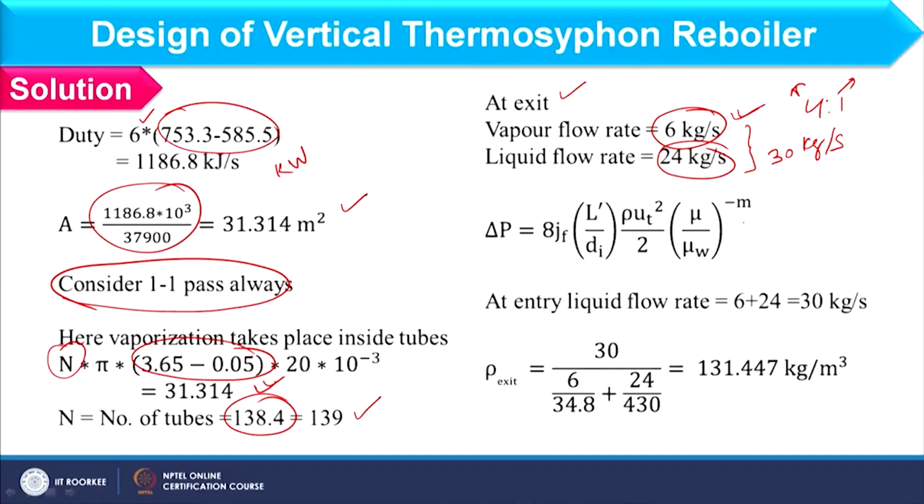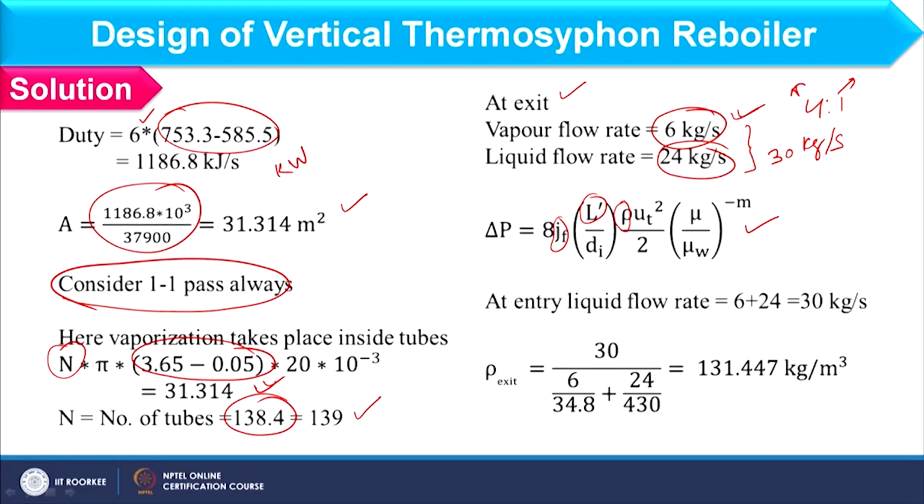Now, once I am having the vapor flow rate as well as liquid flow rate at exit condition, we should calculate the pressure drop due to friction, and for that the expression is like this. Okay. And here we have to find out JF factor, which will depend on the Reynolds number. This L is the total length of the tube. This rho will depend on the feed. Okay. So, at inlet feed is total liquid and at exit feed is the mixture, fine.